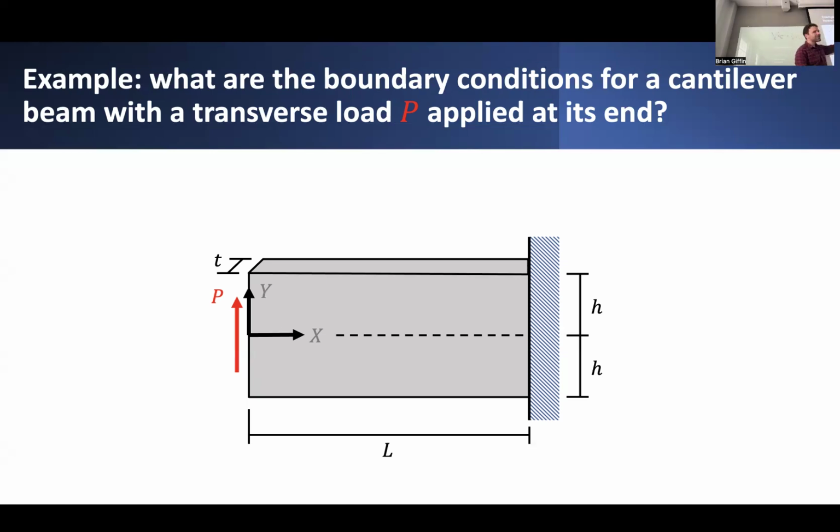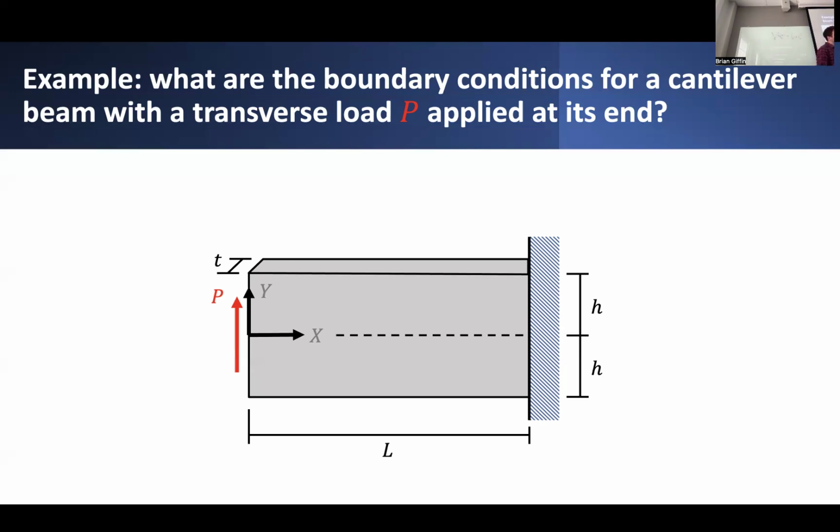And if I say there's no load applied there, it implies that sigma xy and sigma yy are zero along that whole top surface. The same is true along the bottom surface. And depending on your interpretation of what's going on here, you could think of there being certainly a shear traction maybe being defined on this surface here.